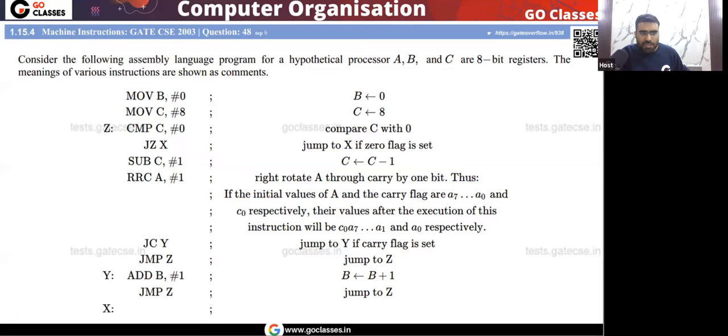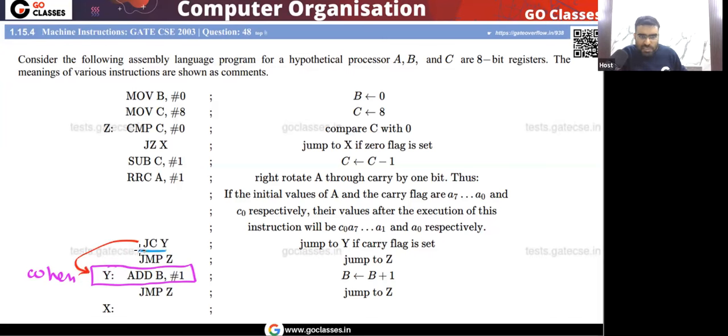See, when the value of b will increase, you just tell me when this will happen. Okay, one by one, let's see. When this will be executed, tell me. This will happen when you jump from here to here. Okay, yes or no?